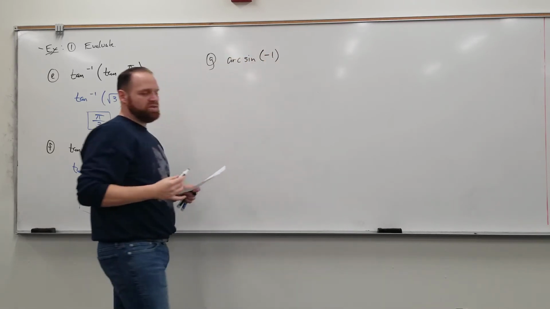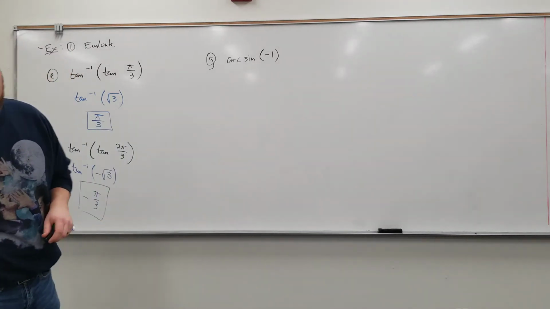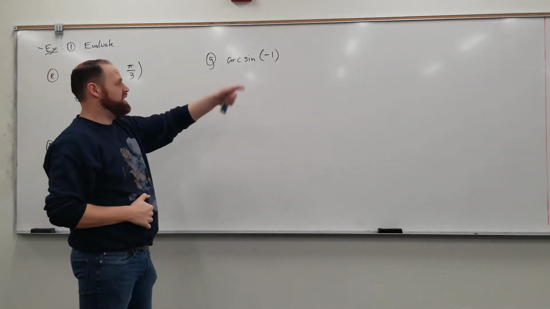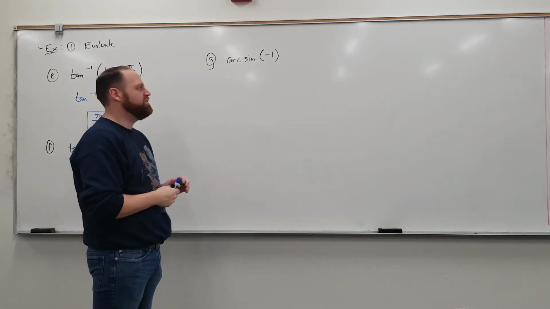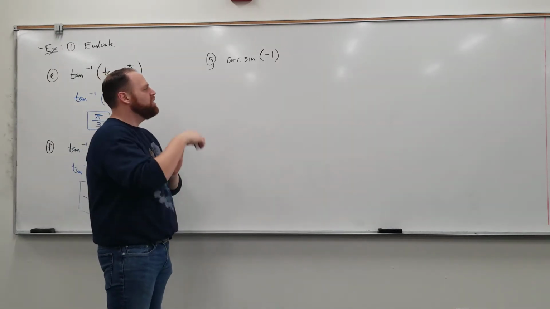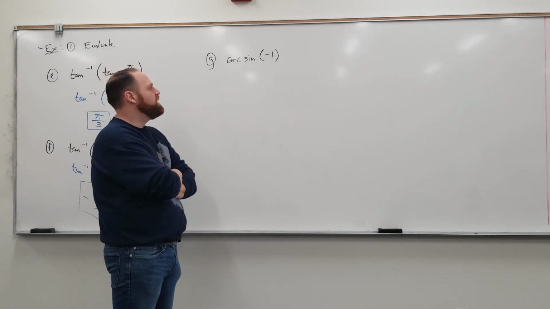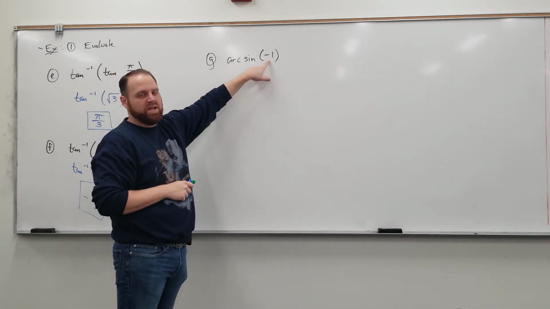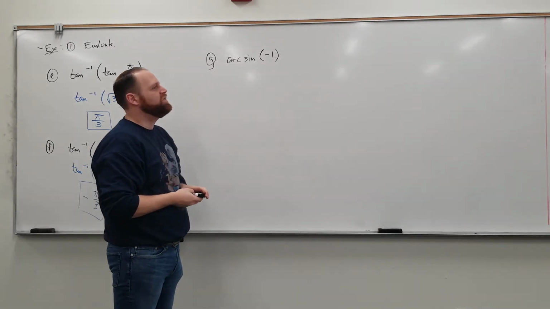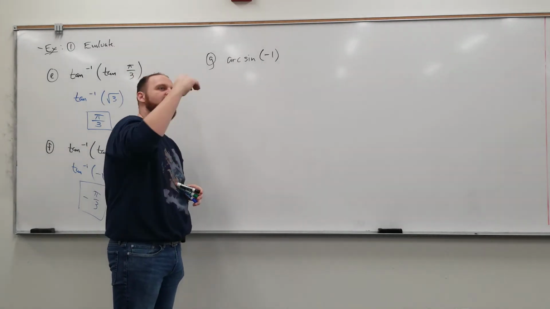So let's say we wanted to do arcsine of -1. Again, arcsine is the same thing as sine inverse. It's just another way to write it down. We'd be looking for an angle such that sine of that angle is equal to -1, and the angle needs to be between -π/2 and π/2.